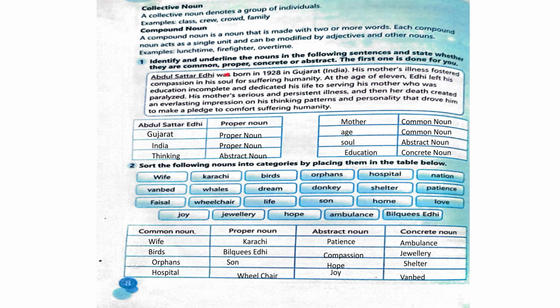Abdul Sattar Edhi was born in 1928 in Gujarat, India. His mother's illness fostered compassion in his soul for suffering humanity. At the age of 11, Edhi left his education incomplete and dedicated his life to serving his mother, who was paralyzed. His mother's serious and persistent illness and then her death created an everlasting impression on his thinking patterns and personality that drove him to make a pledge to comfort suffering humanity.